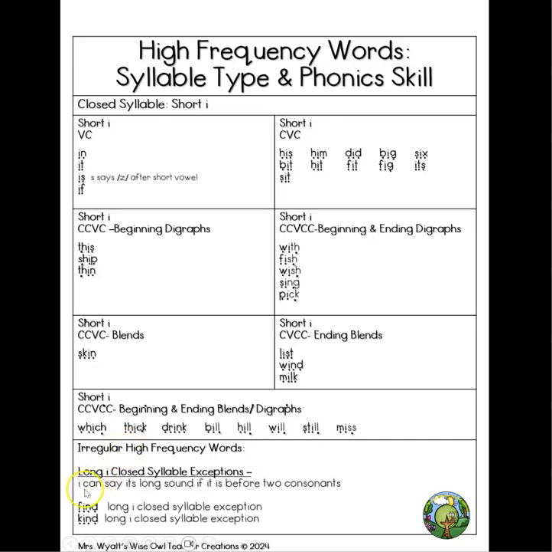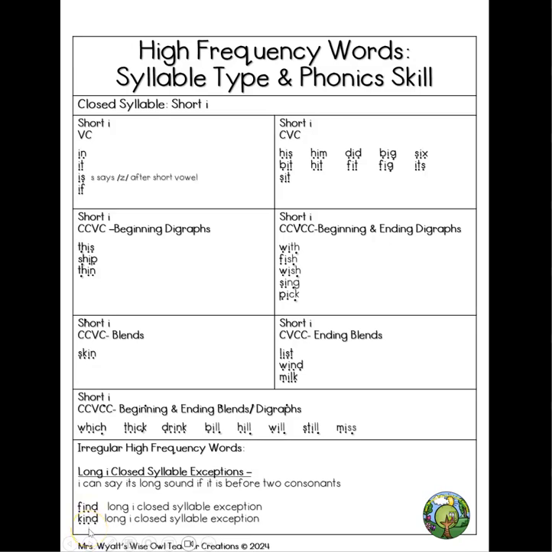So down here at the bottom, the long I closed syllable exception is I, and actually O as well. I can say its long sound if it is before two consonants. So that is why in the word find, if you notice you have the vowel and then there's two consonants following it, that is why that I says I.